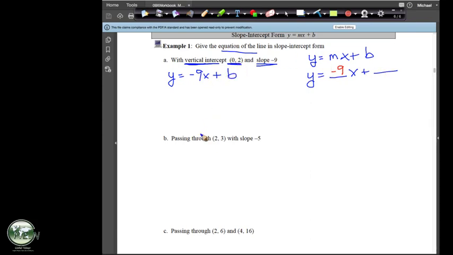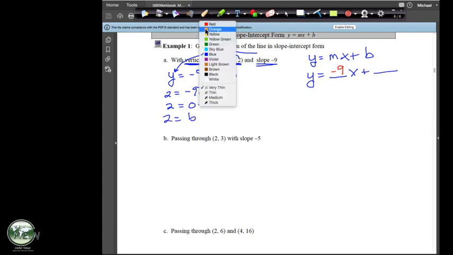What I'm going to do, which will help us with the next one, is plug in this x for x, and this y for y. So the 0 goes in for x, the 2 goes in for y, because that's what it's saying: that point is on the line. So y is 2, x is 0, and we got this plus b thing. What's 0 times negative 9? 0. 2 equals 0 plus b. What's 0 plus b? I don't know what b is, but 0 plus b is still b, right? So 2 equals b. Oh, 2 goes here.